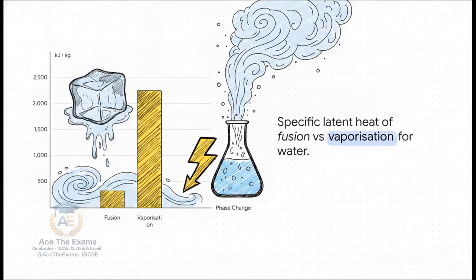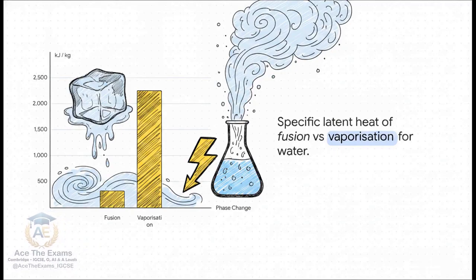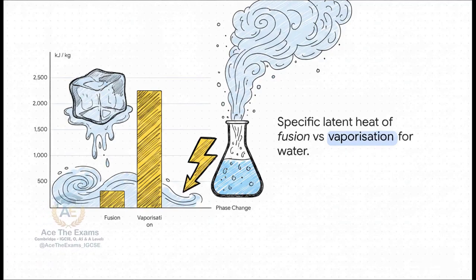What is truly fascinating here, and you can see it clearly on this chart, is the sheer scale of the energy involved, which totally depends on which state change is happening. The specific latent heat of fusion, that's melting solid ice into liquid water, takes about 330 kilojoules per kilogram. Pretty significant, right? But then, look at the specific latent heat of vaporization, turning that liquid water into steam. It takes a staggering 2,260 kilojoules per kilogram. The visual disparity here is just massive.